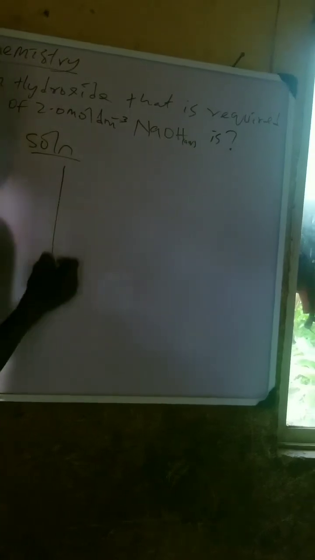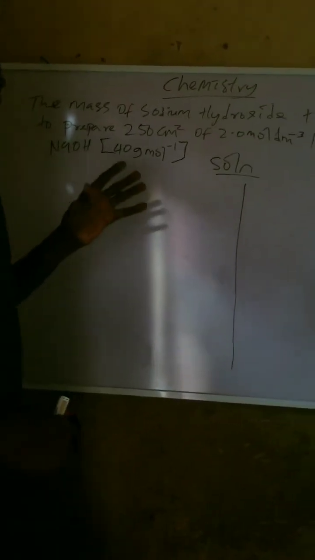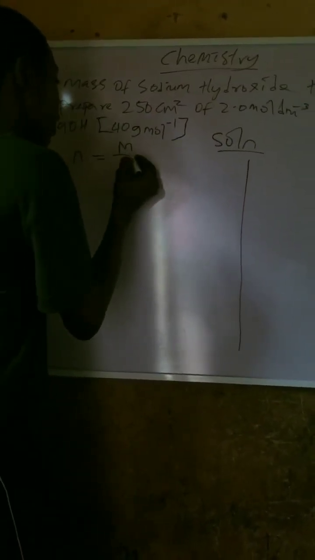Now, first of all, let's try to simplify the solution. We're going to be dividing it into two. We're going to ask ourselves questions. We need to get the formula. One thing with chemistry, you need to have the formula. Let's first derive the first formula. According to stoichiometry, n is equal to m over Mm.